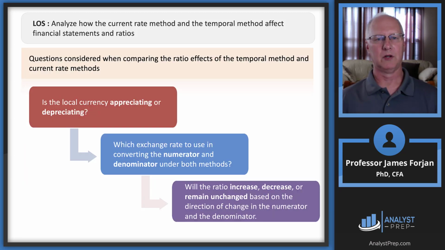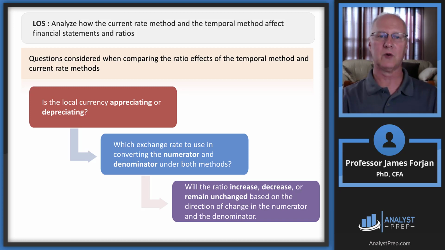All right, here's a couple of good questions comparing the ratio effects of the temporal method and the current rate method. All right, so let's ask these questions, right? Is the local currency appreciating or depreciating? Which exchange rate to use in converting the numerator and denominator under both methods? And then will the ratio increase, decrease, or remain unchanged based on the direction of change in the numerator and the denominator? So I think this should be a relatively straightforward process.